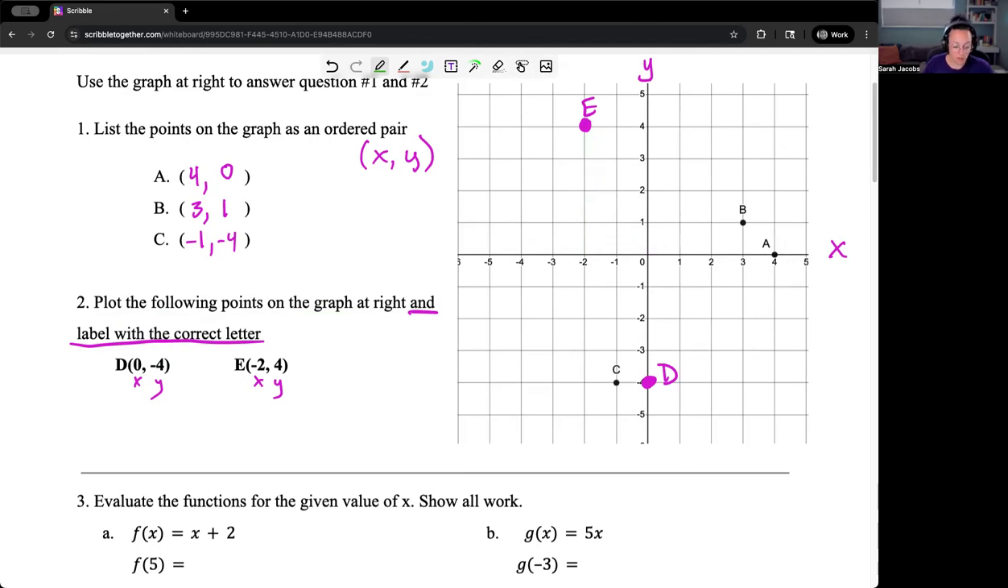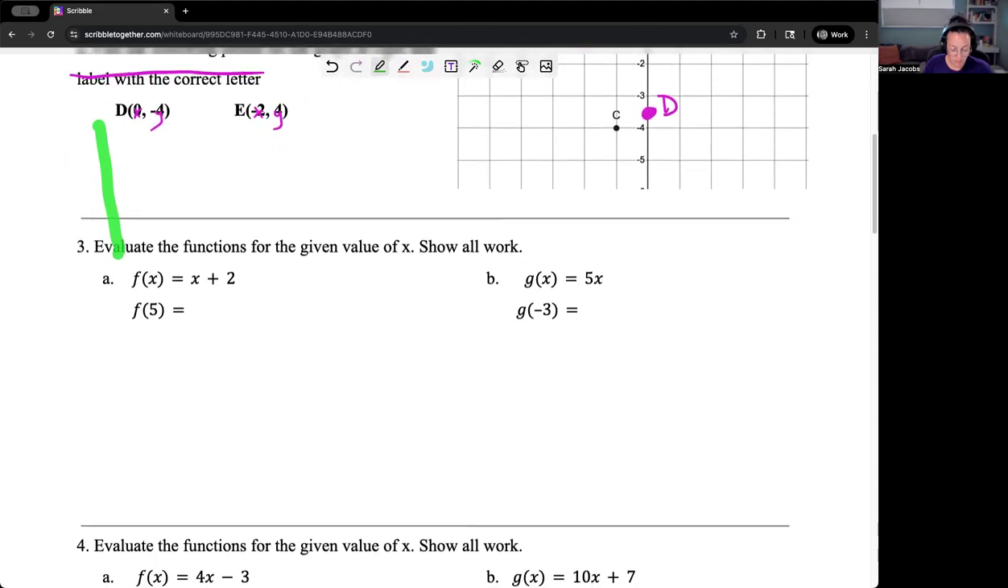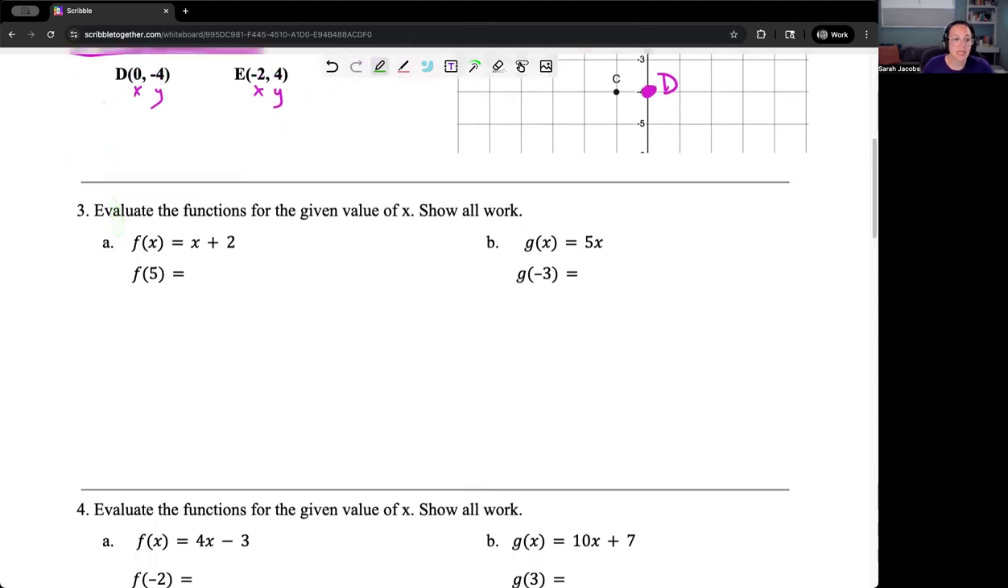Now, let's dive in a little bit to some functions. Okay, question 3. Evaluate the functions for the given value of x. Show all work. Okay, this is key. I know some of you can do this in your head, and that's awesome, but you will get to a point where you can't, and you want to build the muscles now of writing it out, keeping it organized, showing your steps. Because when you get to the point where you need that, if you haven't practiced it, it's not going to be there. And I say this as a person with experience doing that.